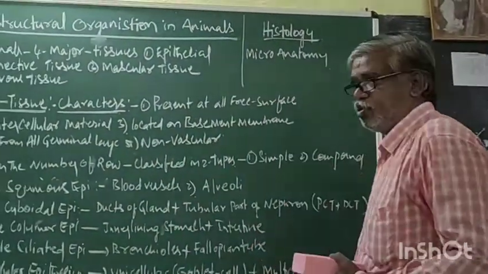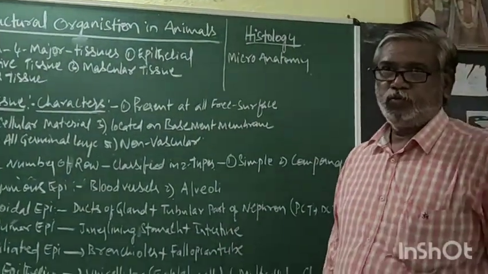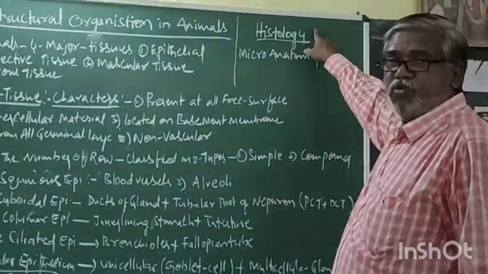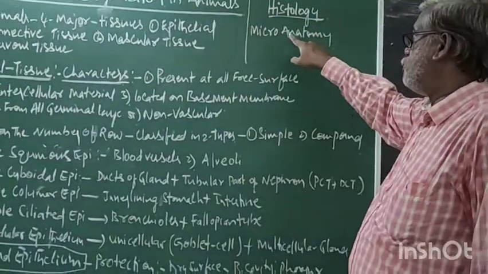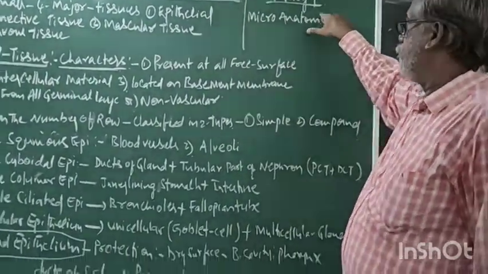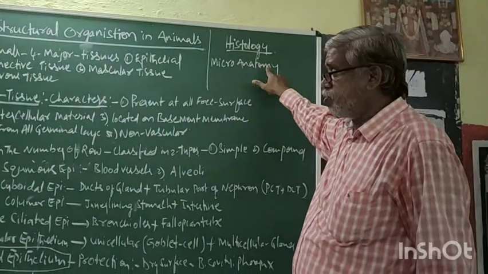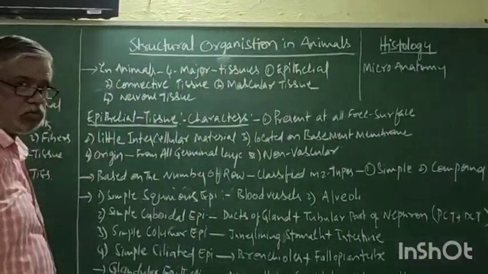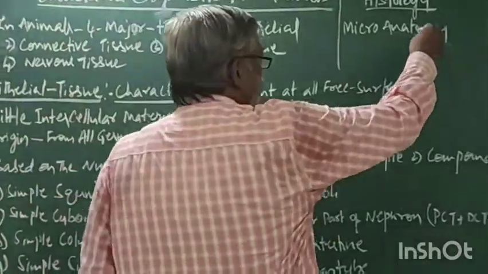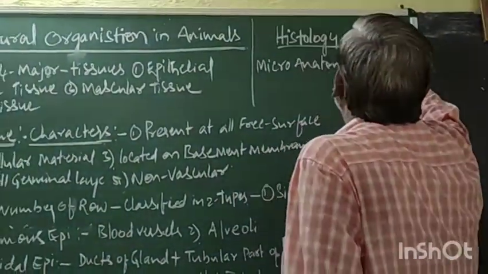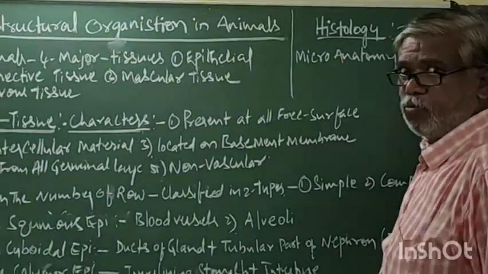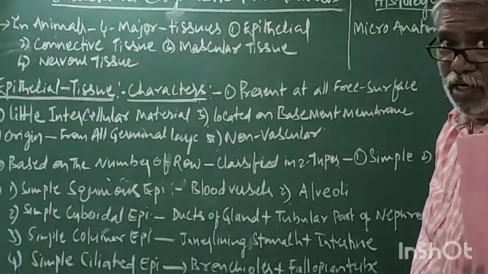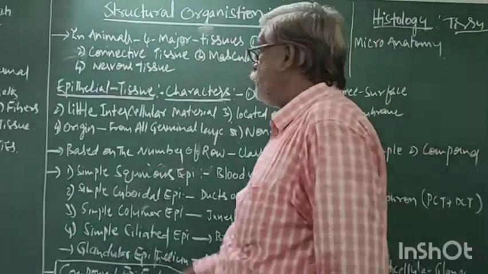A group of cells which are similar in origin and function is called as tissue. The study of tissue is called as histology, which is also called as microanatomy. Right. In animals, first time tissue appears in Cnidarians.